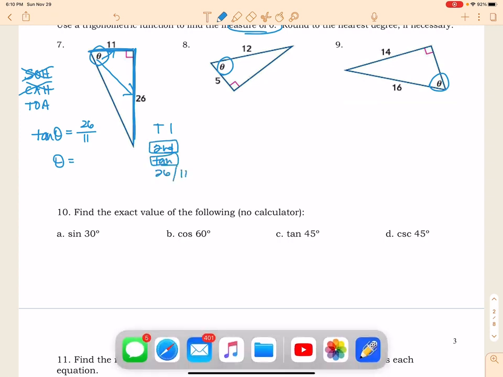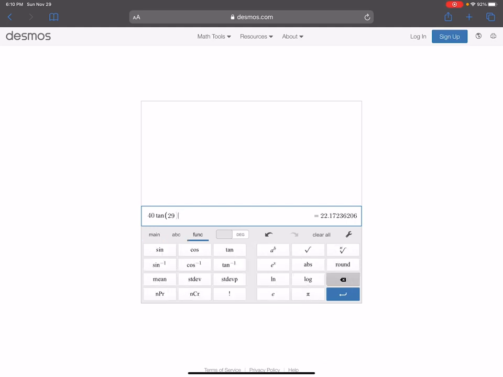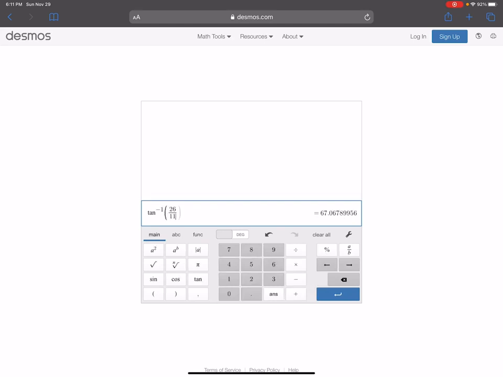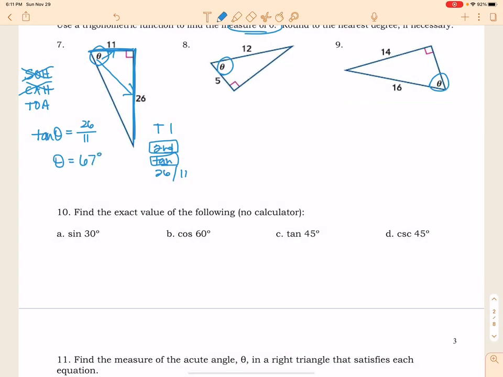But I am going to use my Desmos calculator. So for this one, I am going to use, let's see, there might be a function on here, tangent inverse, right there. Okay, so I have to go to the function button, and then tangent inverse, got to clear all that. Tangent inverse of 26 divided by 11, just like that. And then I get 67.06. So 67, this is degrees of an angle, so I'm just going to round it to a whole degree. So that's going to be 67 degrees. Magical. I knew you'd love it.